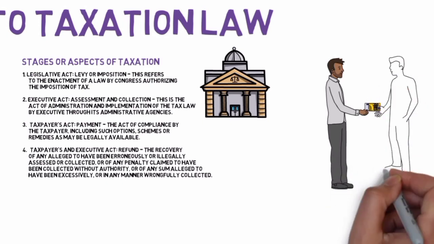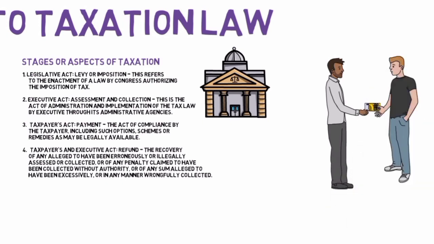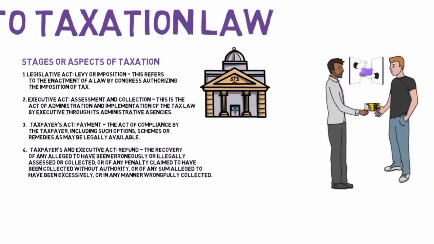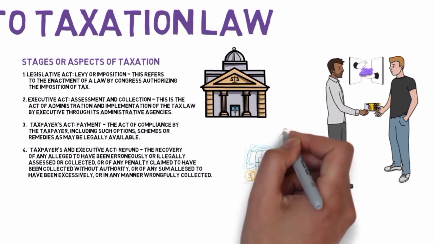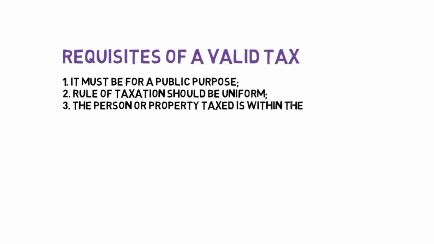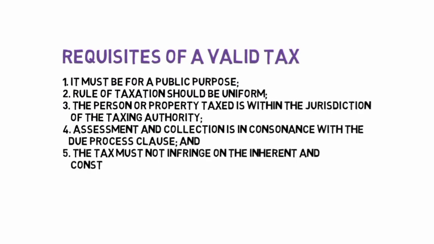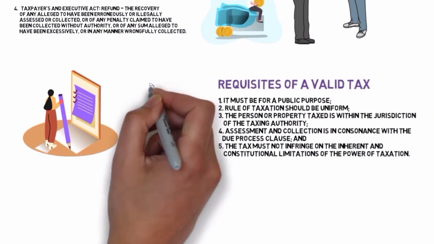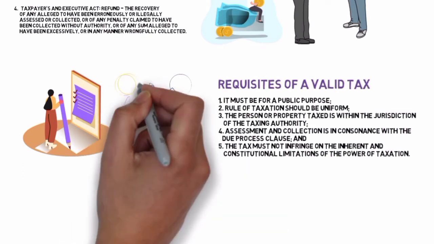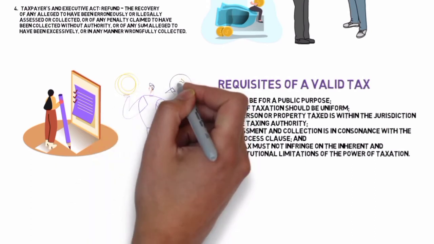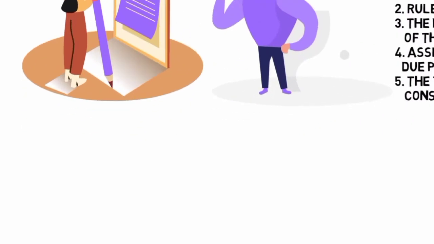Refund, the recovery of any tax alleged to have been erroneously or illegally assessed or collected, or of any penalty claimed to have been collected without authority, or of any sum alleged to have been excessively, or in any manner wrongfully collected. Requisites of a valid tax. 1. It must be for a public purpose. 2. Rule of taxation should be uniform. 3. The person or property taxed is within the jurisdiction of the taxing authority. 4. Assessment and collection is in consonance with the Due Process Clause, and 5. The tax must not infringe on the inherent and constitutional limitations of the power of taxation.